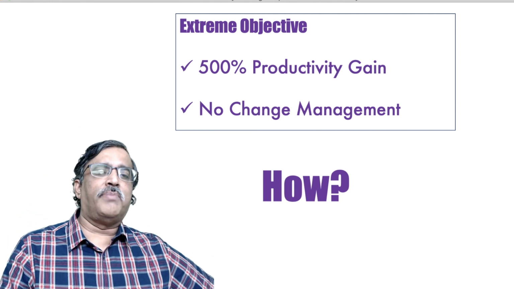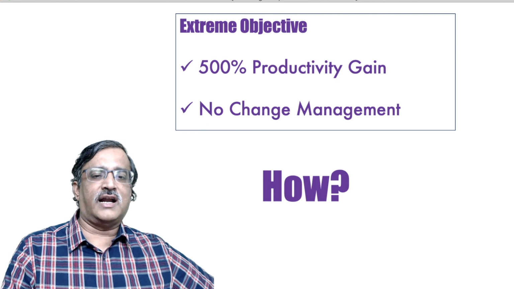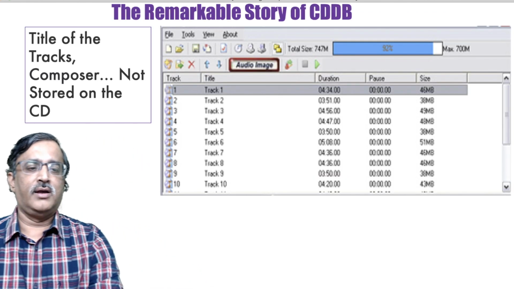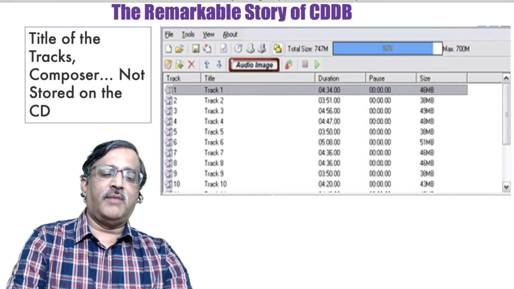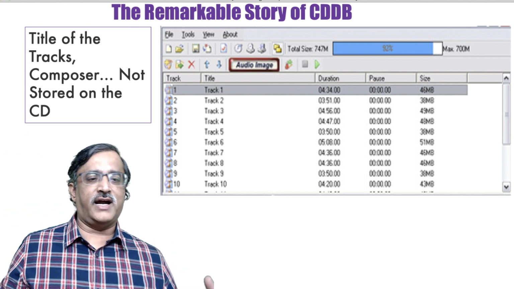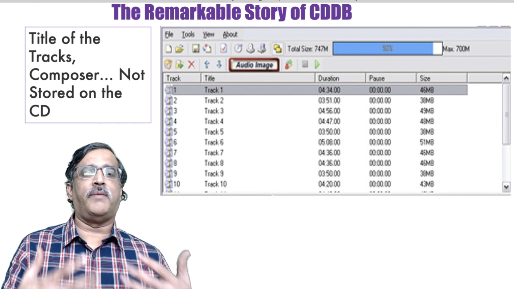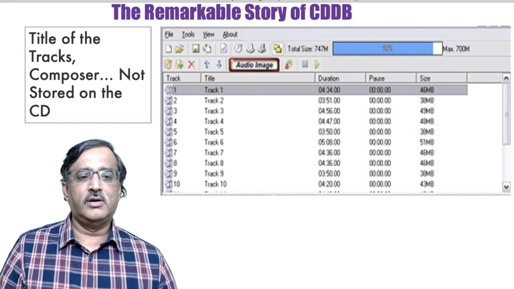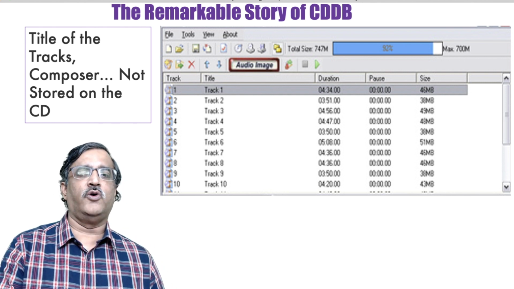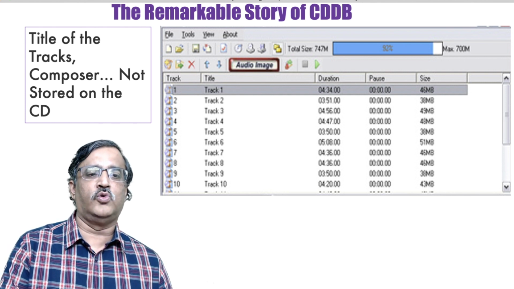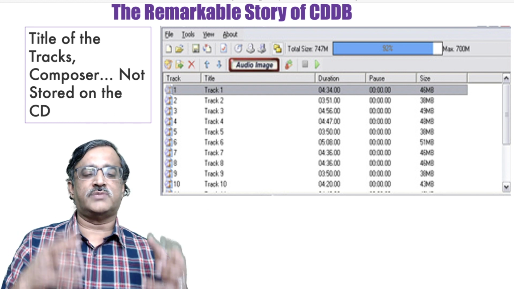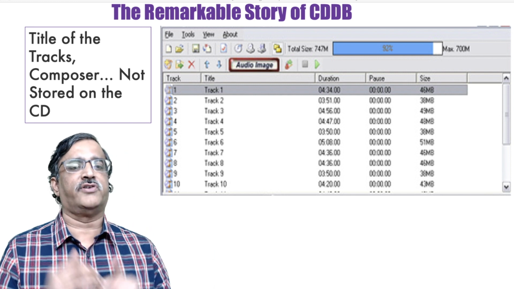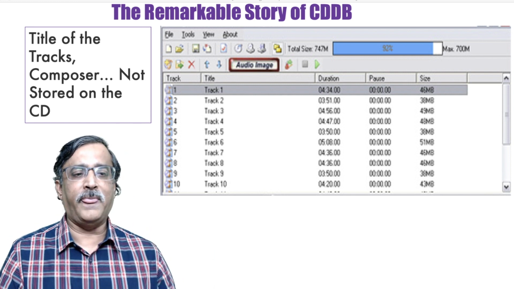And the best example I came up with then, which is still relevant to us, is this remarkable story of the CDDB. Now, those of you who are a little bit older might remember the days when we had to put in the audio CDs and rip them into MP3 form before we put them into our iPod. The first time you insert the CD, you will see something like this, track 1 through track 10 and their durations, because the actual name of the song and the composer, that information was never stored in the CD.